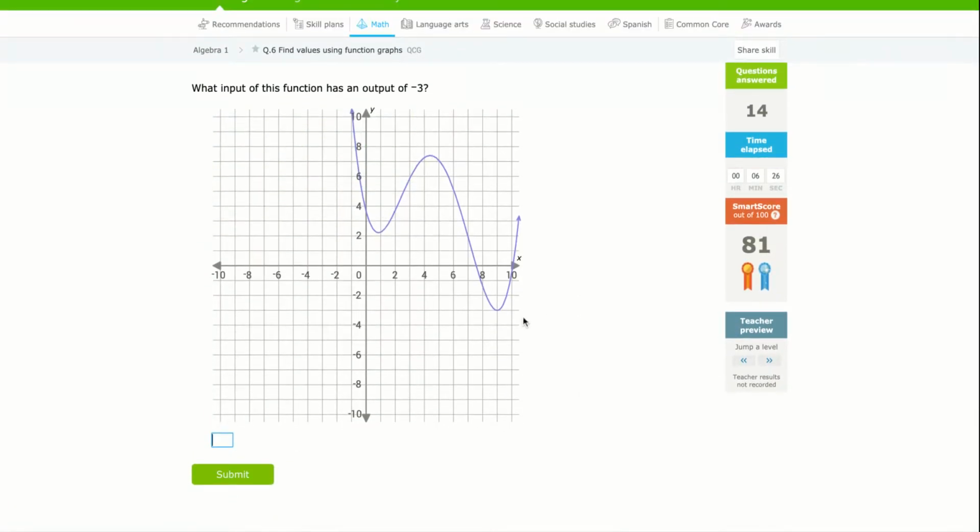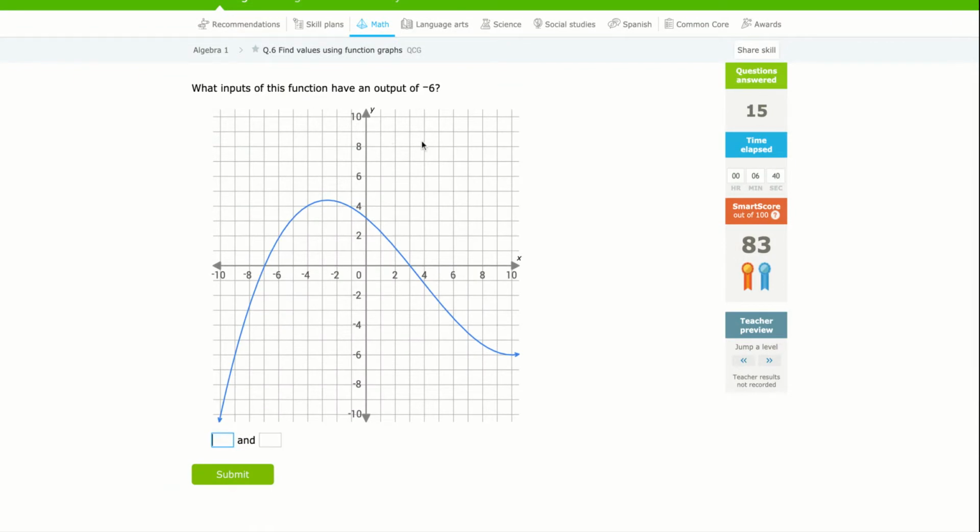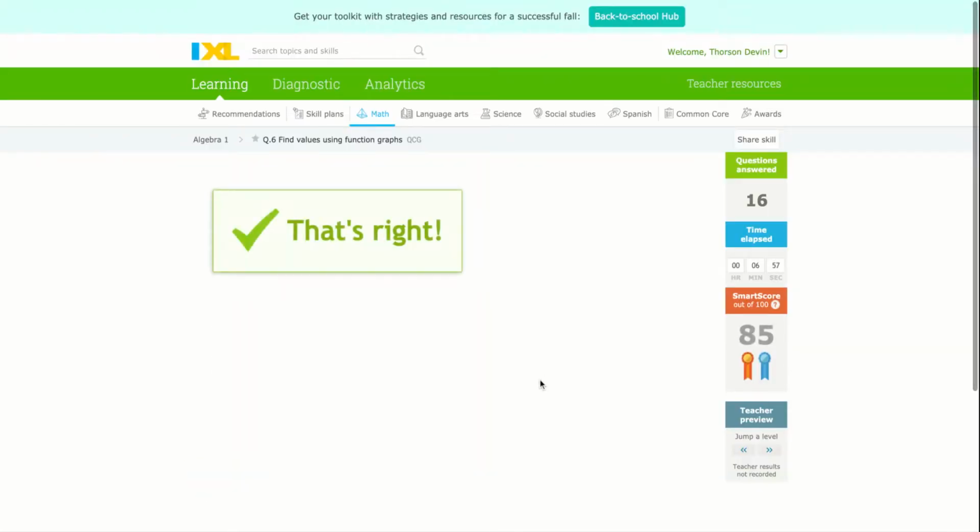Ooh, this is a cool looking function. And we have an output of -3, so I'm going to come all the way down here to -3, look over, and we happen to have just this one at the tip here, which has an x value of 9. Output of -6, so I come down here to -6. I look over here, it looks like I have an input of 10, but if I look in the other direction, I also have an input of -9. So -9 and 10 are the two inputs that have an output of -6.